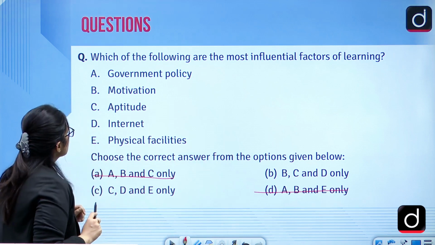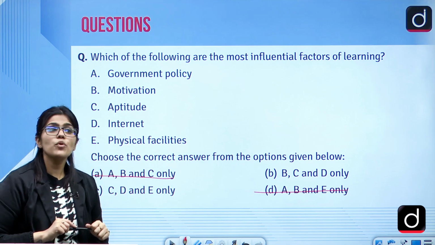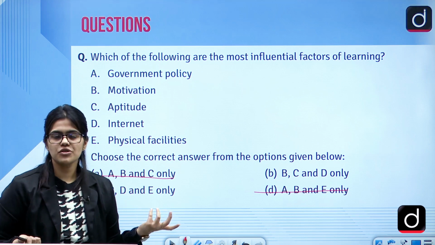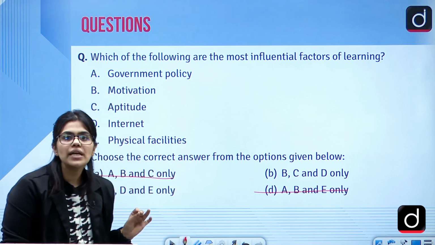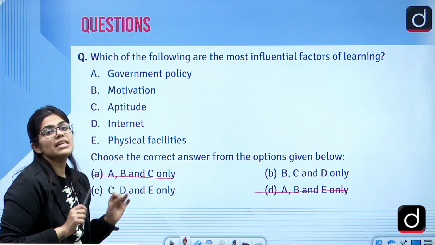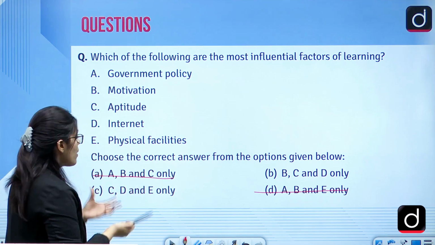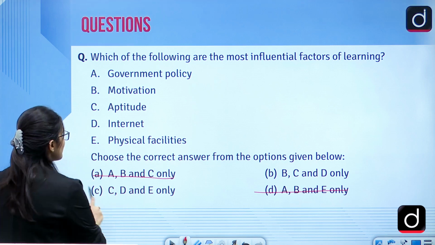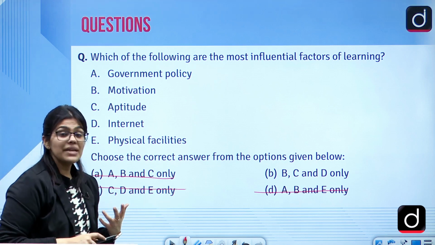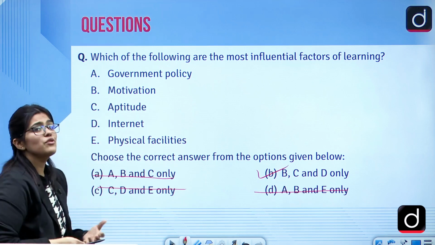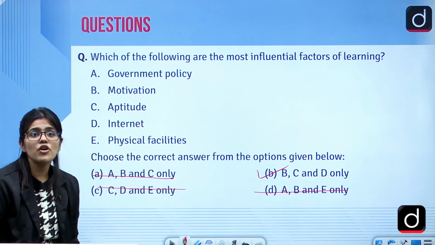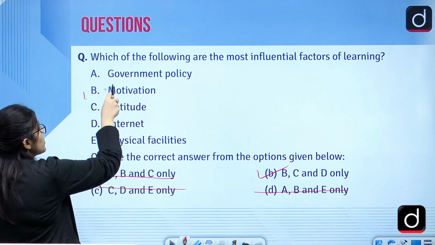Then I think there is motivation. Okay, motivation. Of course, I need motivation to learn. If I have motivation, then only I can learn things properly. That means B will definitely be there. So the options in which B is not there, you can strike. That means your answer is B, that means B, C, D. You don't even have to read everything. So this will save your time. So B, that means motivation.